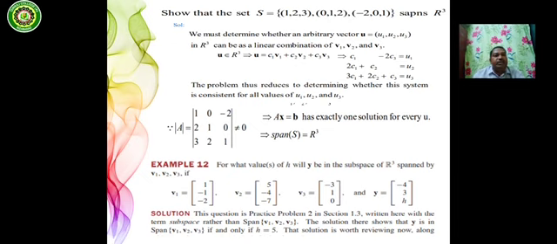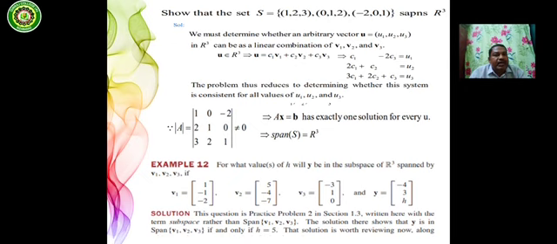Here one example is given. Show whether the set S equals {(1,2,3), (0,1,2), (-2,0,1)} spans R3 or not. First we take one vector from R3 and write it as a linear combination C1 V1 plus C2 V2 plus C3 V3. Then we get the equations C1 minus 2 C3 equals U1, 2 C1 plus C2 equals U2, 3 C1 plus 2 C2 plus C3 equals U3. Comparing both sides, we write it in the form Ax equals b.